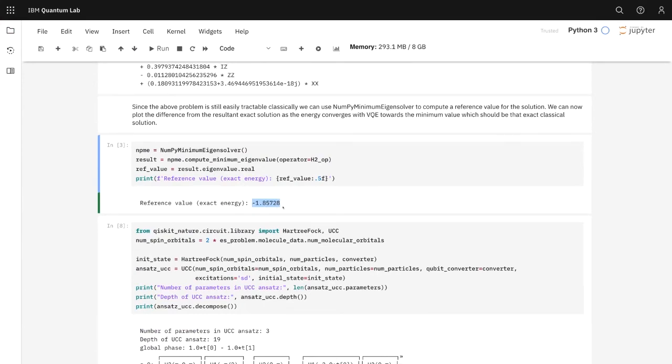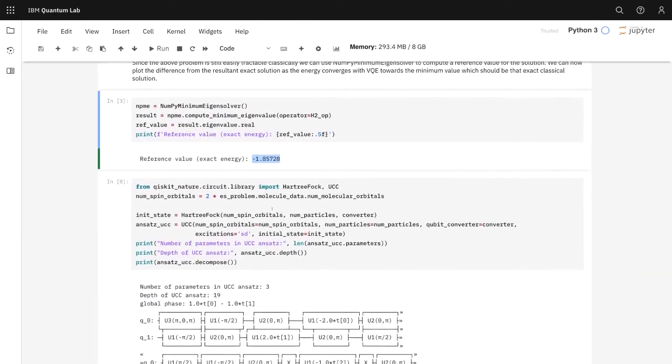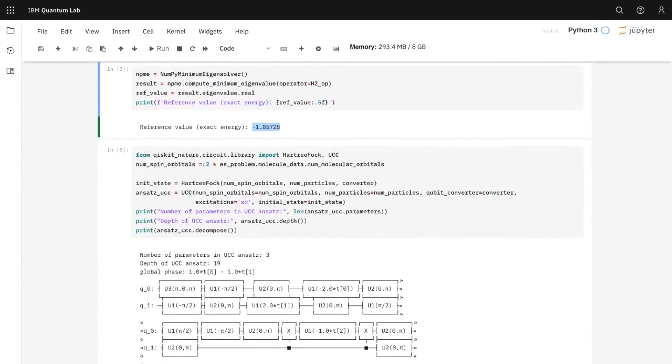To get the total energy of the system, you would need to add the nuclear repulsion. But here we're only comparing the computed parts between the VQE and the exact solution, so we don't have to worry about this here.